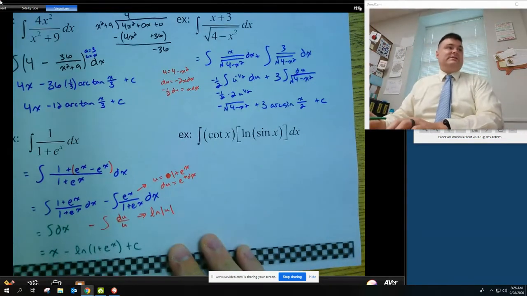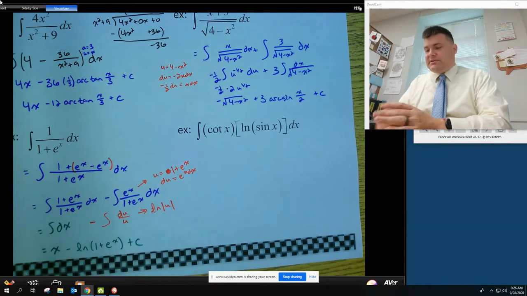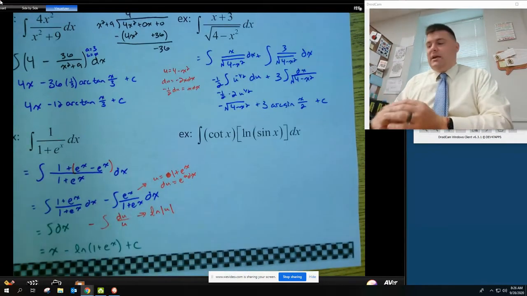So this one is definitely a tougher one to recognize. Once you do this trick, though, you're good to go. And this is more or less typical for these e to the x functions, all right?